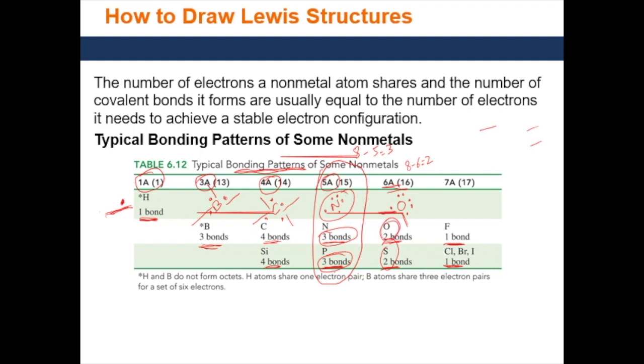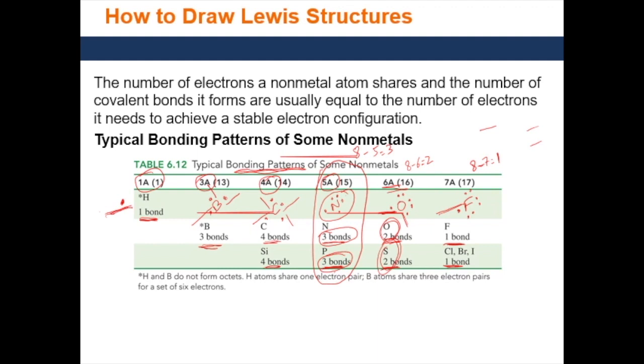2 bonds each. Fluorine belongs to group number 7. So fluorine has 1, 2, 3, 4, 5, 6, 7. It has this one lone electron, so to make it into a pair, it can form one more bond. Or you can simply do 8 minus 7, which gives you 1. So it needs one more electron. To get that electron, it has to form one bond. So fluorine, chlorine, bromine, and iodine can each form only one more bond.